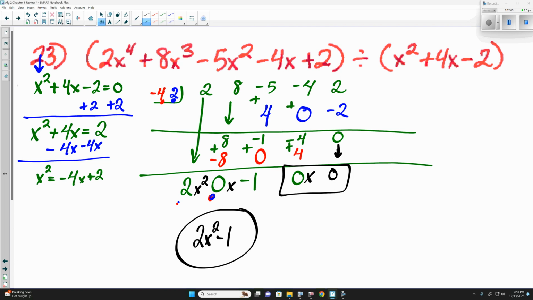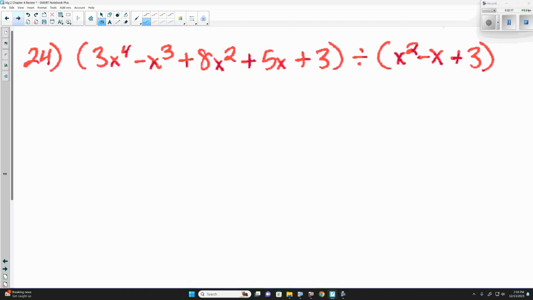Questions on this here? We want to do one more of these. Yes? Are you finishing this? No. Let's look at another one, and I think y'all would prefer doing these by synthetic than long division. We can. This one here, we can do this with long division and synthetic division.